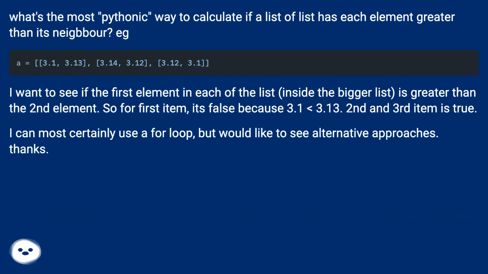I want to see if the first element in each of the lists, inside the bigger list, is greater than the second element. So for the first item, it's false because 3.1 is lower than 3.13. Second and third item is true. I can most certainly use a for loop, but would like to see alternative approaches. Thanks.